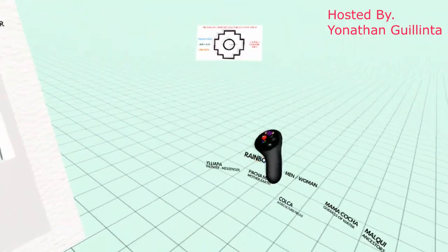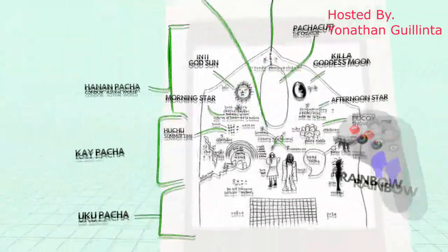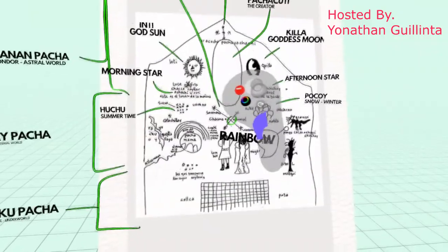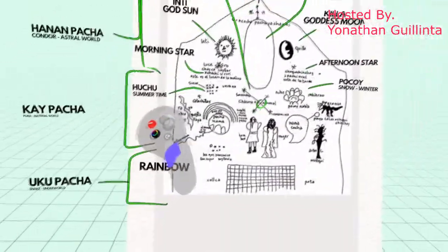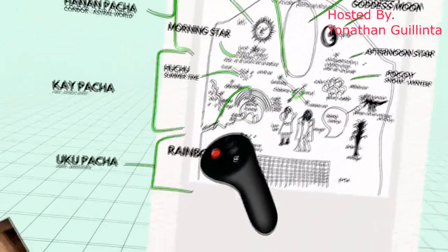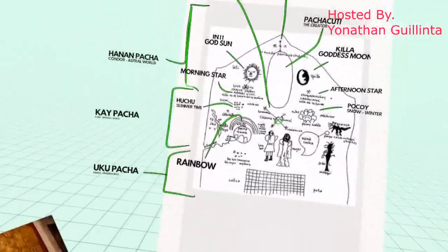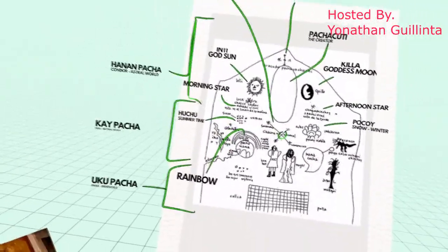To the right, we have the rainbow. Here we have the rainbow. I'm gonna put it here. So this is the rainbow. And what happens with the rainbow? Why did they think that the rainbow was a deity?